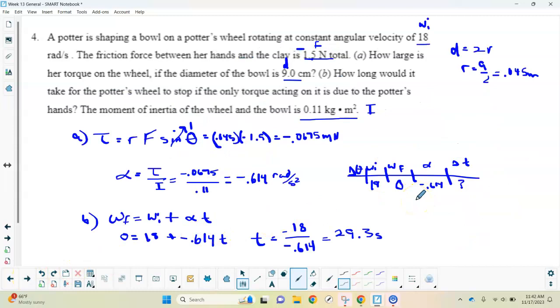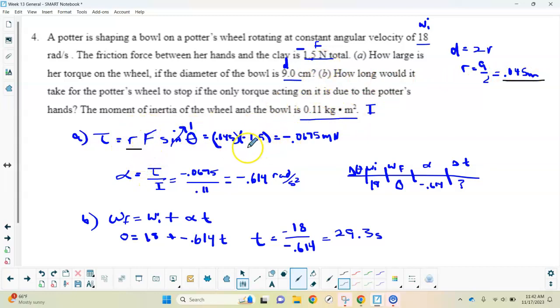Another one that's dealing with torque and angular stuff. So a potter's wheel is rotating at a constant speed of 18 rads per second. That's a positive 18. The friction force between her hands and the clay is 1.5 newtons. I made that negative because in order to slow down, it has to go the opposite way. So if we had a positive force, then it would speed it up. It says how large is the net torque on the wheel if the diameter of the bowl is 9 centimeters. So diameter is all the way across, so we need the radius. So 9 centimeters is 0.09 meters, and then you divide that by 2, so you get 0.045 meters for R.